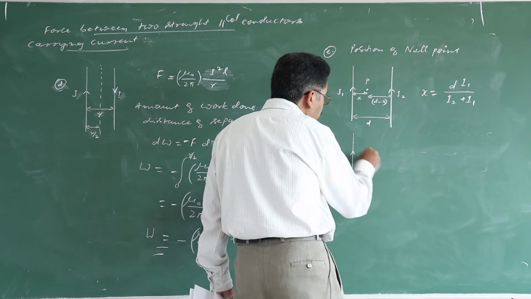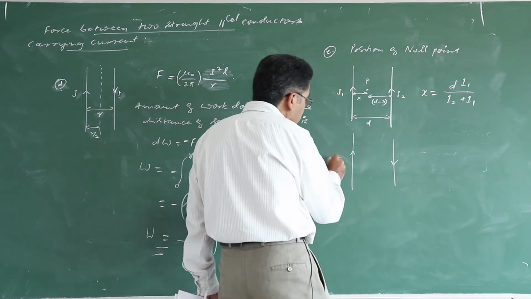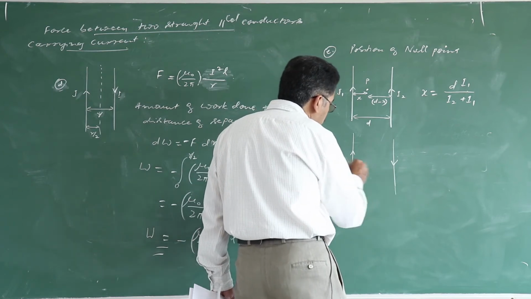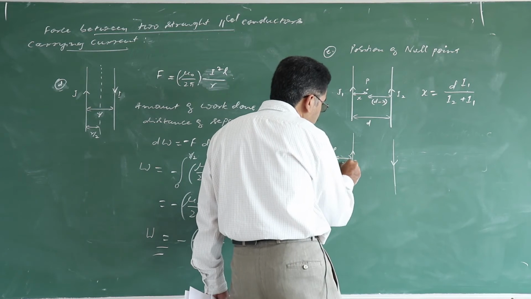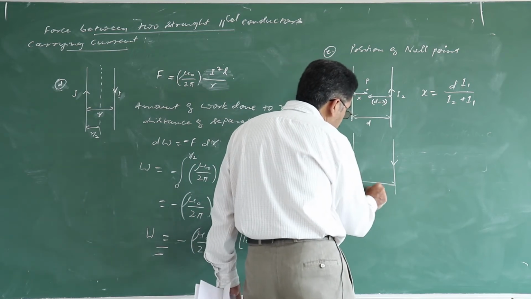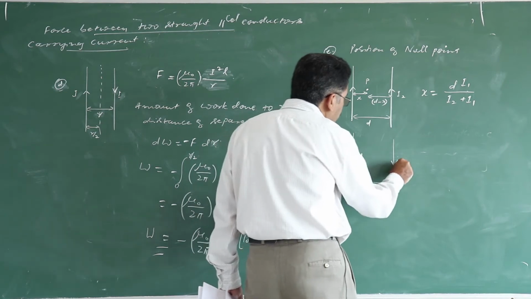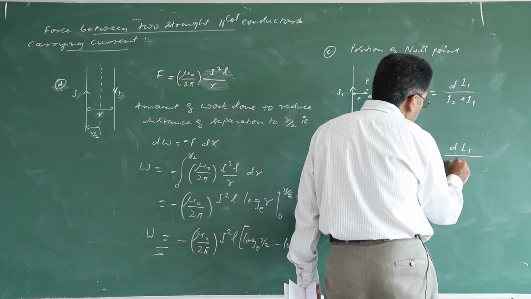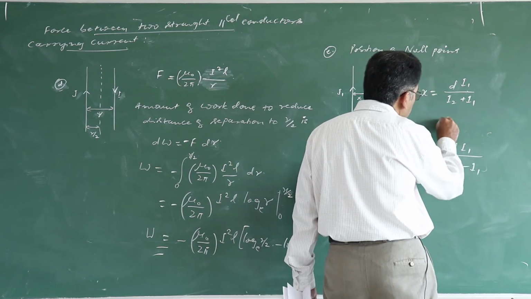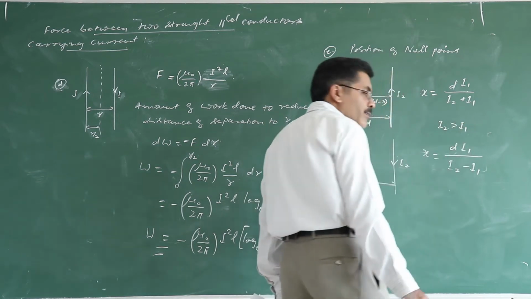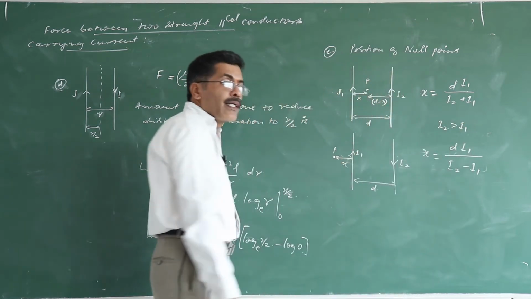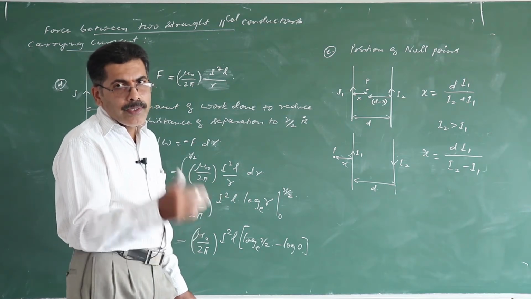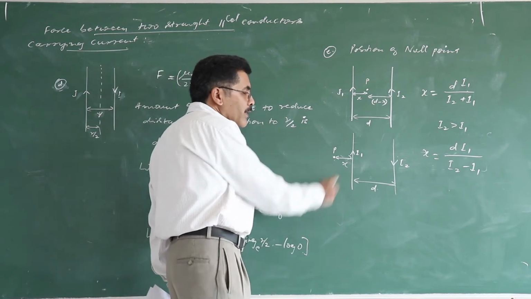If the current flows in opposite direction, in such a case, the null point is outside the line joining the two conductors. See, this distance I take as x, this is d, I1, I2. See, in such a case, x is given by d into I1 divided by I2 minus I1. In both the cases, you must take I2 greater than I1. See, the null point is always very close to the conductor carrying current of lesser magnitude. Therefore, that distance should be taken as x.